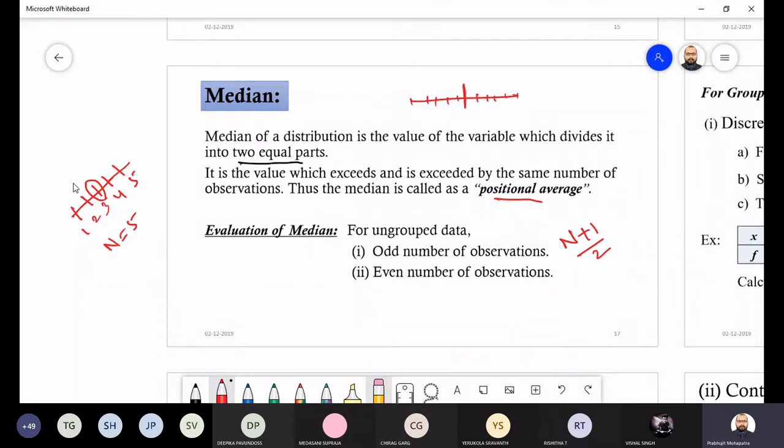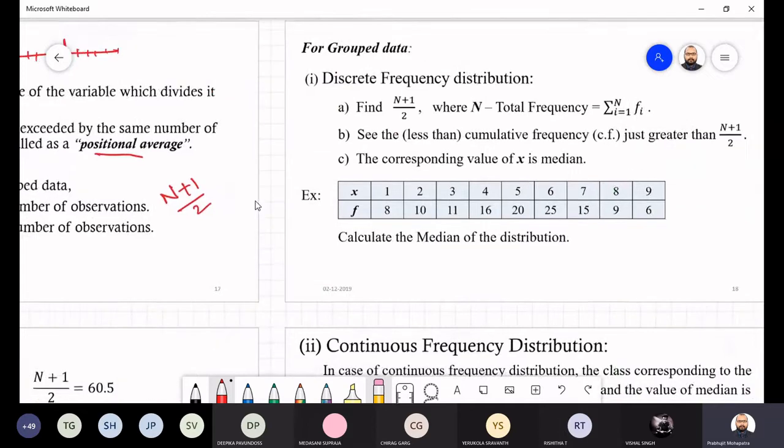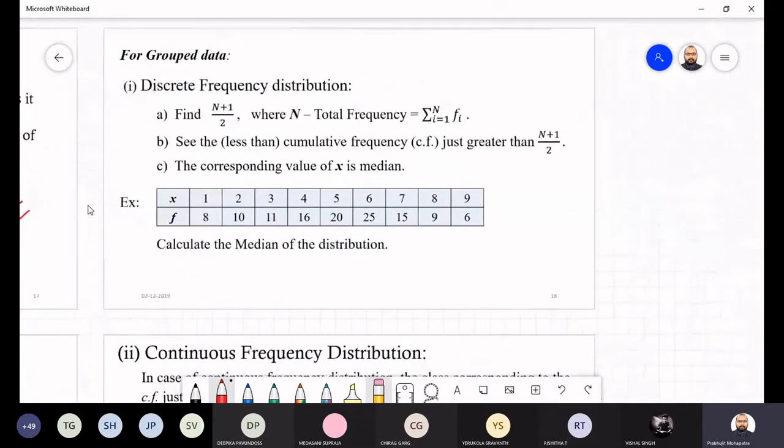And if it is an even number of observations, then take n by 2 and n by 2 plus 1, something like that. You can take the average of those two. So these things you already know, and we'll see the same thing for grouped data, for discrete as well as for continuous.